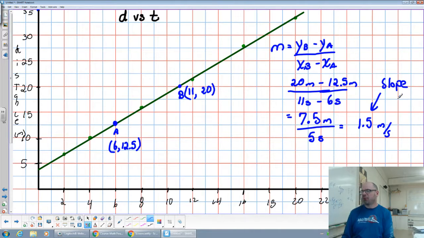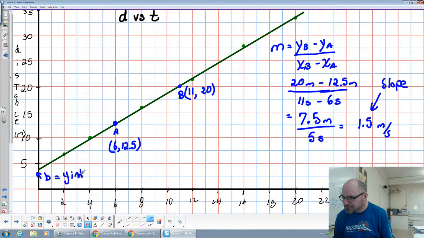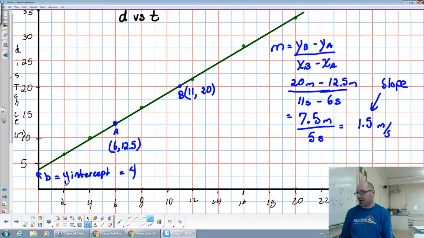Okay, so now there's two things we can do. We can find b. If we look here, this is 2.5, so this might be crossing here at around 4, right? So we could say the y-intercept looks like a 4. If we can get it accurately from our graph, we can say this b value, which is equal to the y-intercept, looks like it equals 4, approximately. Or we could calculate it as well.